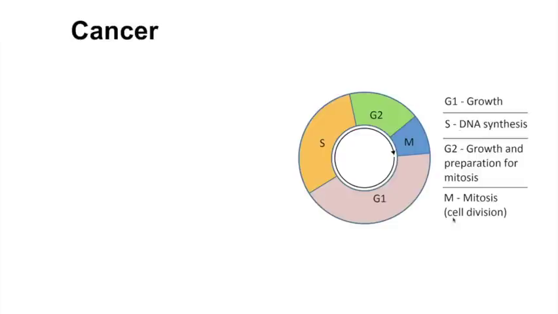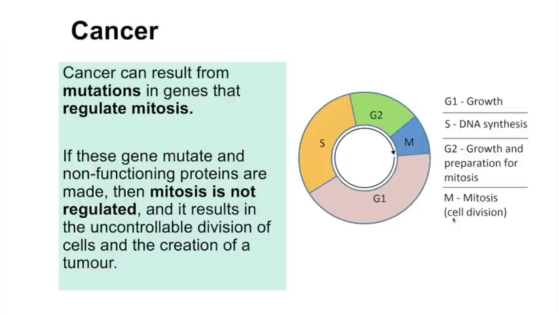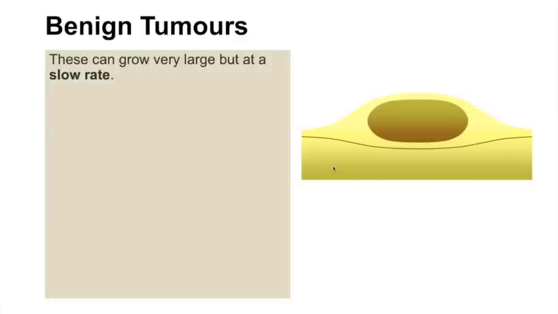The next thing you need to know about is cancer, which we briefly mentioned at the start. So it can result from mutations in genes that regulate mitosis, and if these genes mutate and a non-functioning protein is created, then that means mitosis cannot be controlled. And that is why you end up with this uncontrollable cell division, and that is when a mass of cells, or a tumour, is created. Now, there are different types of tumours. You can have what's called a benign tumour or a malignant tumour, and you do need to know the differences in the properties of these.